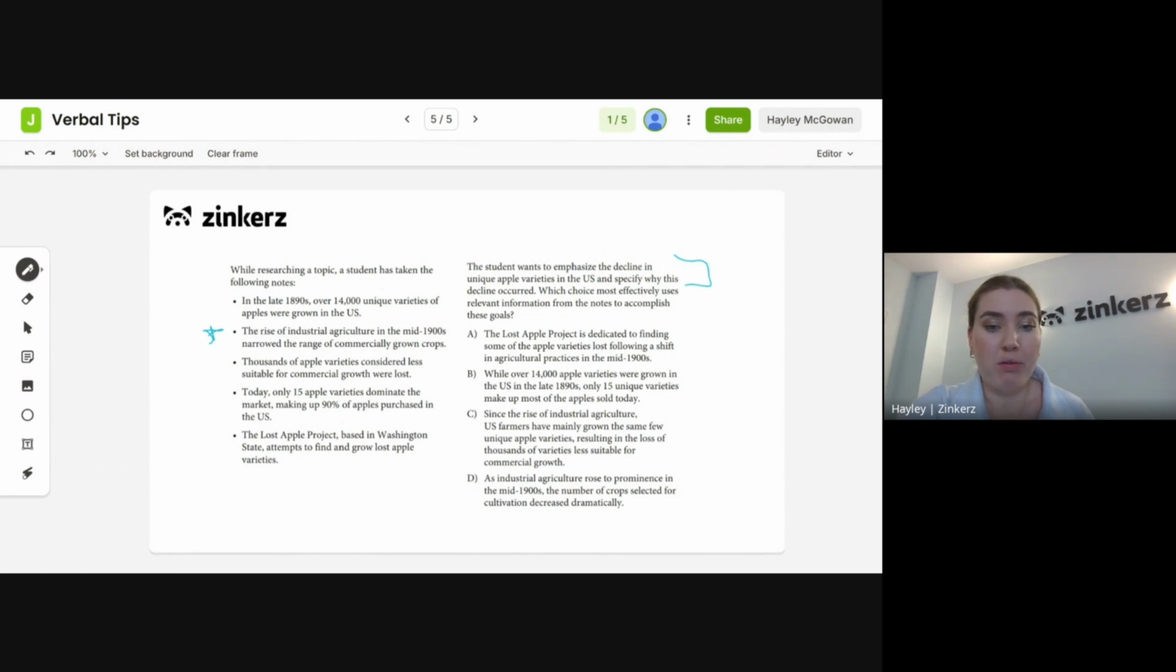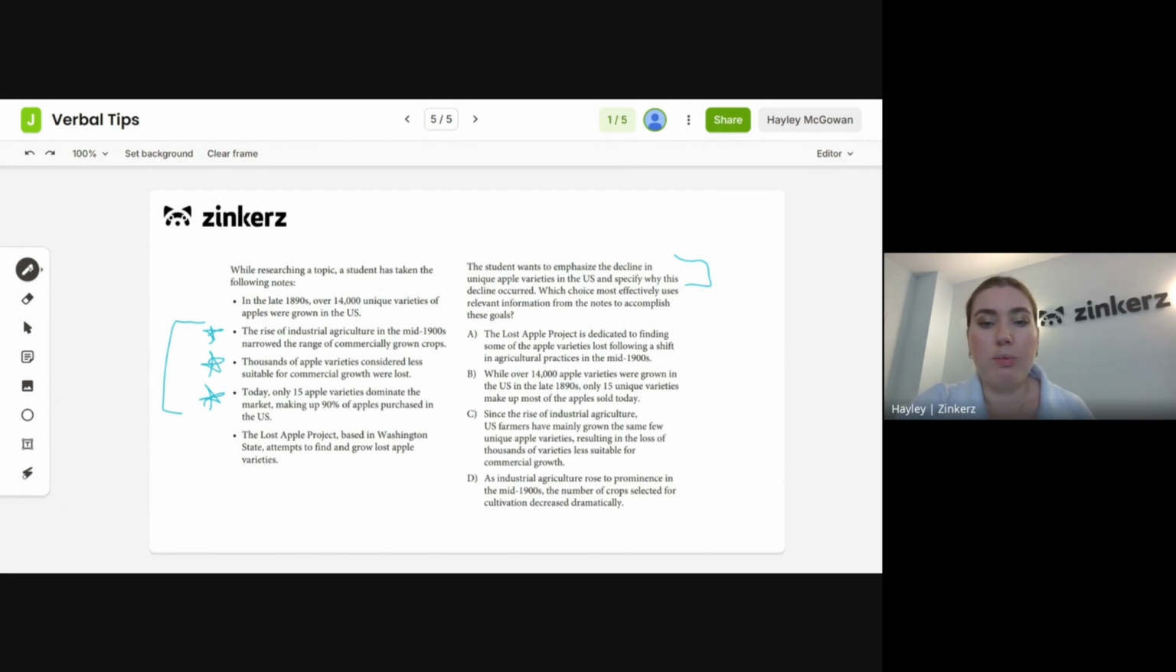So then we have thousands of apple varieties considered less suitable for commercial growth were lost. This also seems relevant. And then lastly, we have some statistics, it looks like, on this change. So we have today that only 15 apple varieties dominate the market, making up 90% of apples purchased in the US. Could be potentially relevant if we want to get at the specifics. Then the last one, the Lost Apple Project based in Washington State attempts to find and grow lost apple varieties. We don't really focus much in our goal here on solutions to this problem, so we're also going to leave that one out of our most relevant bullets as well. So it's going to be these middle three perhaps.